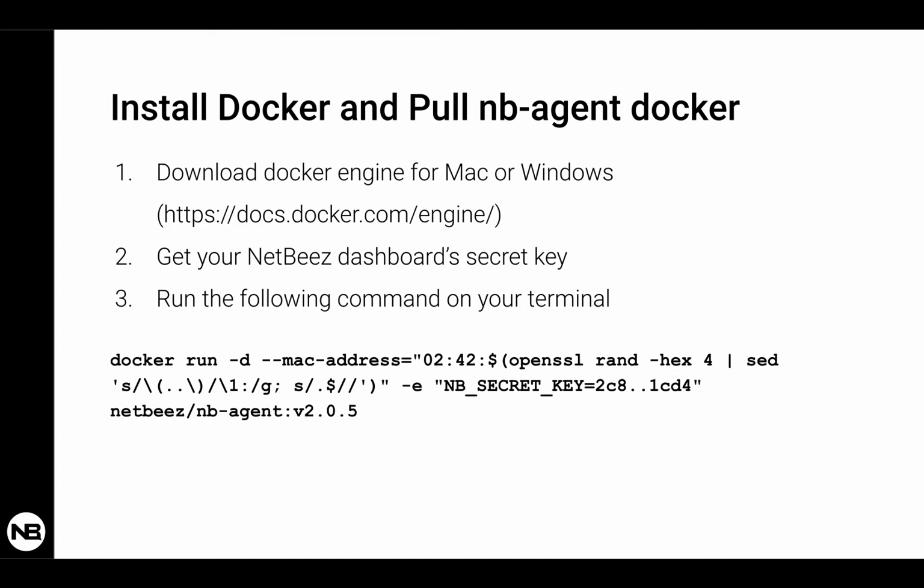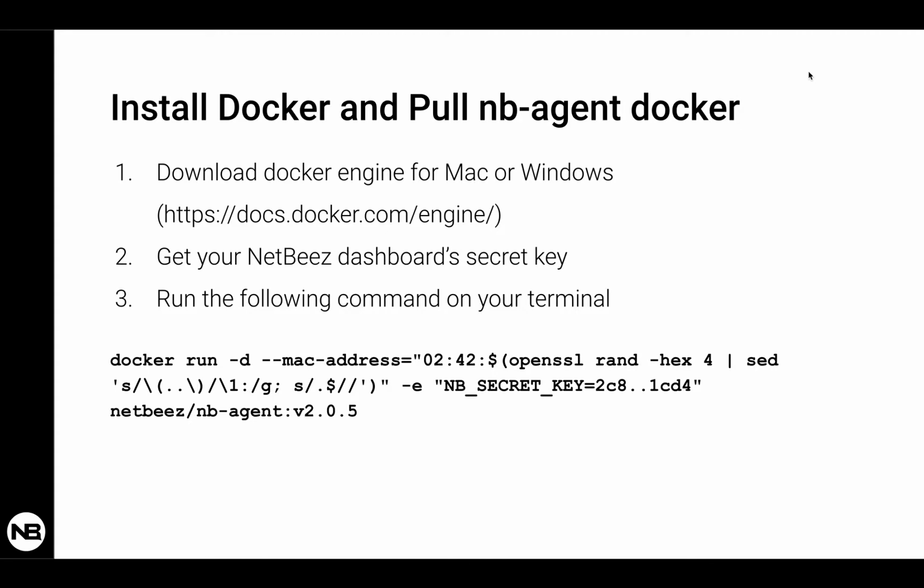Then the MAC address, as you see, we added there an OpenSSL function to randomize the MAC address of your DockerBees. And then you see the NB secret key configuration parameter. I truncated the secret key for privacy, but also for space, but here's where you have to paste your secret key. And lastly, the NetBeez agent. In this case, I'm using the latest version, which is 2.05 of the NetBeez agent Docker version.